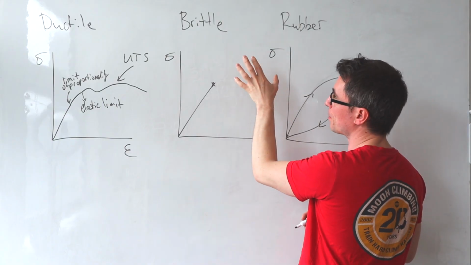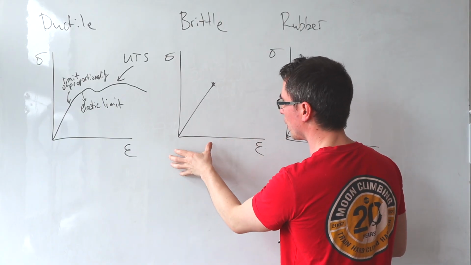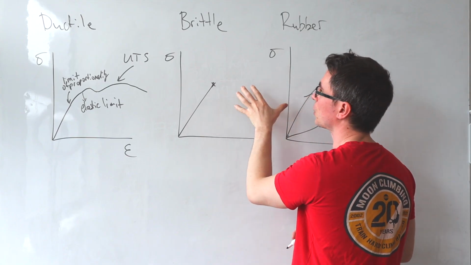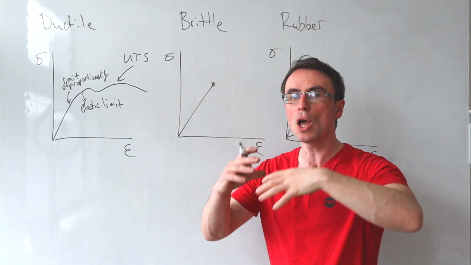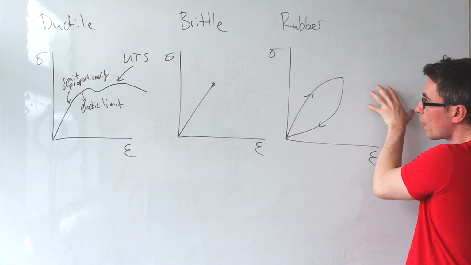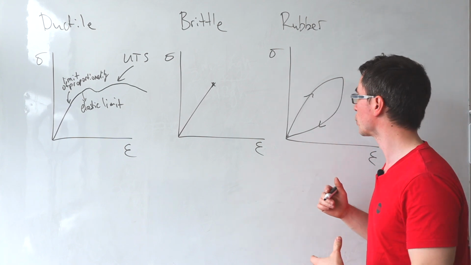You also have a brittle material, in which you have some amount of extension, which is originally linear, and then the material just reaches its breaking point without any limit of proportionality. It just breaks. With rubber, the situation is a little bit more interesting.